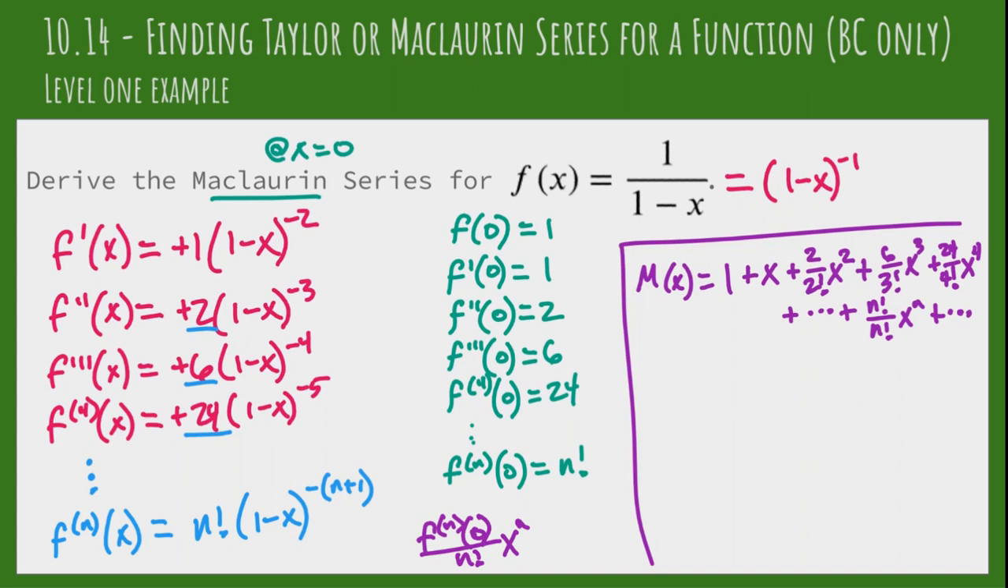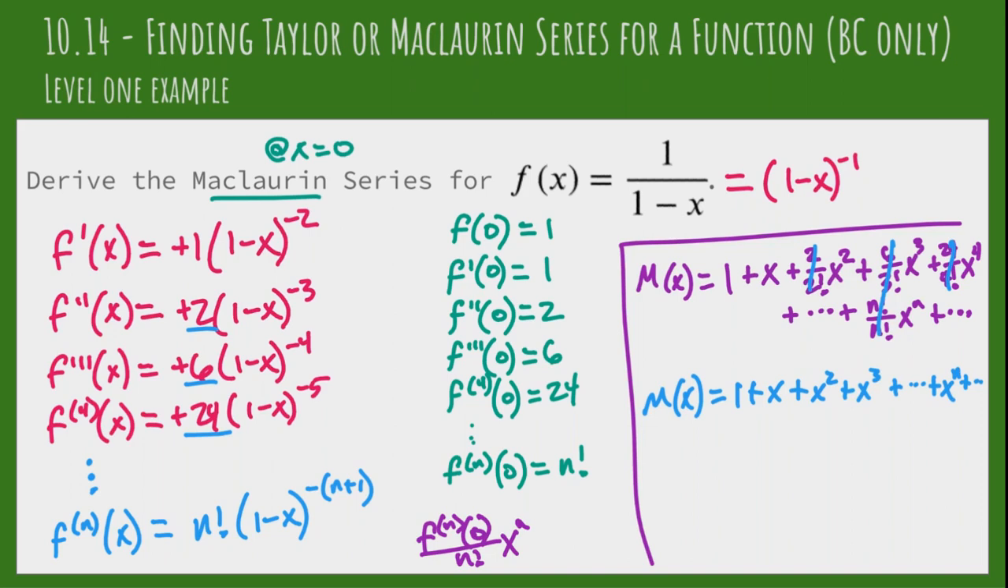So cleaning this up a little bit, we get a function that we've already seen for this, which is 1 plus x. These cancel, these cancel, these cancel, these cancel. So we get that geometric series that we saw before.